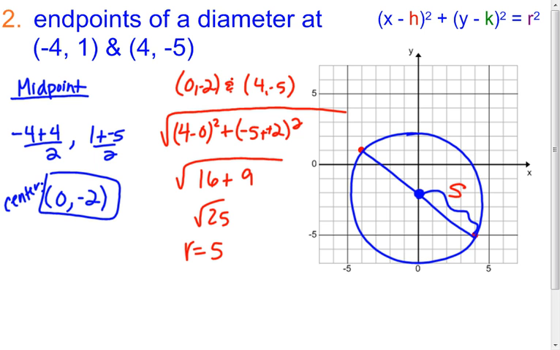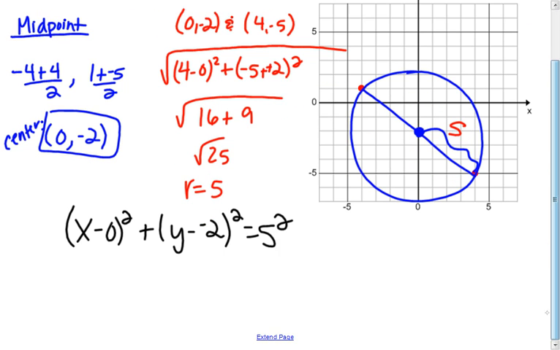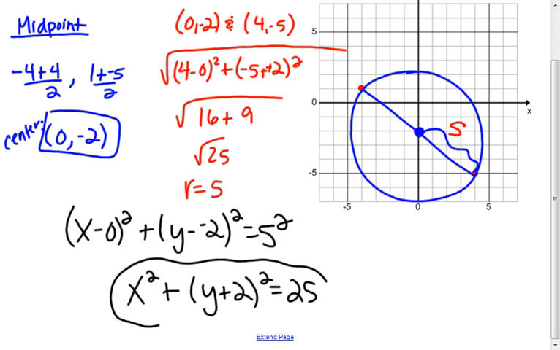And then if you're going to make the equation, of course, you're going to put the center and the radius in there. So you'll have x minus 0, which of course you won't need the 0 there, squared, plus y minus -2 squared equals 5 squared. And of course, I know you know how to simplify that, and the equation would end up looking like this. And that is the equation for my circle in this case.